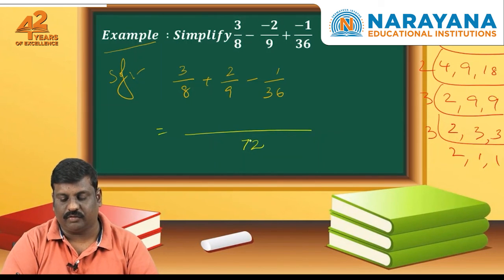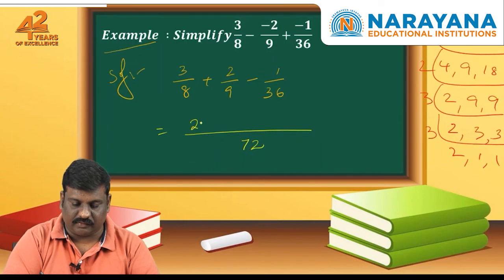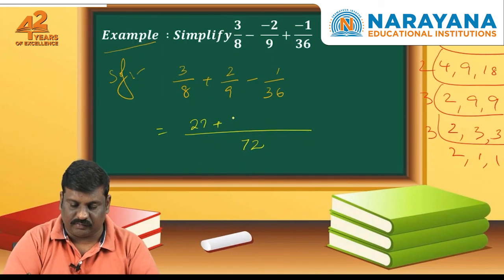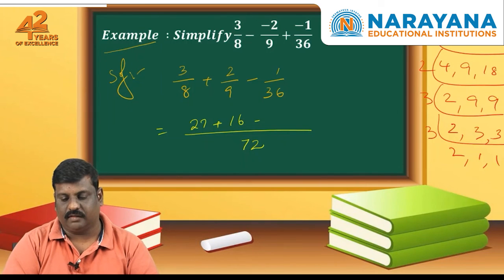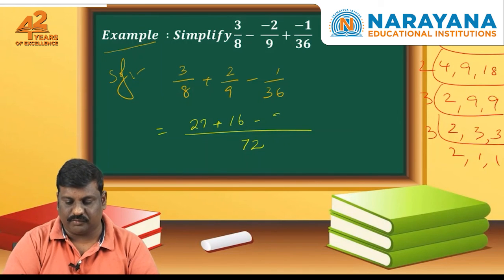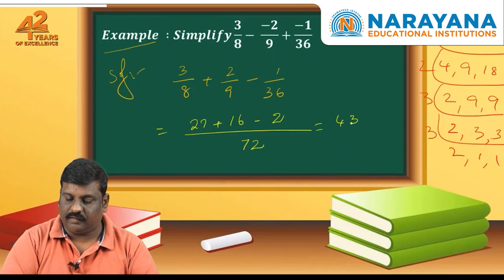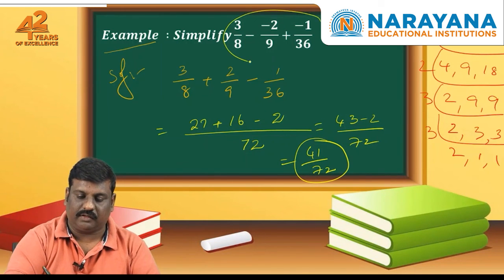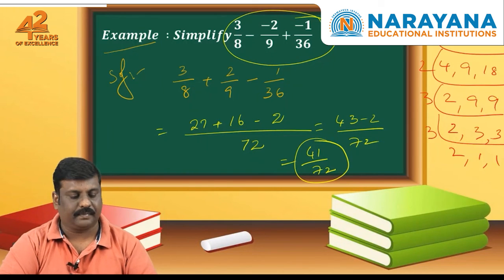So 72 right here now. 8 into 72, how much will go? 8 9s are 72, 9 3s are 27, plus 9 into 72 is 8 times, 8 2s are 16, minus 36 into 72 is 2 times, 2 1s are 2. Now these should be added. 27 plus 16 minus 2 upon 72, it comes as 41 upon 72. So this is the simplification of the given three rational numbers.